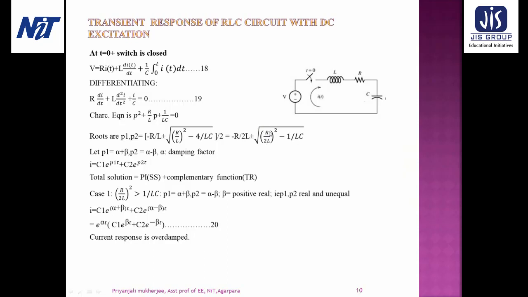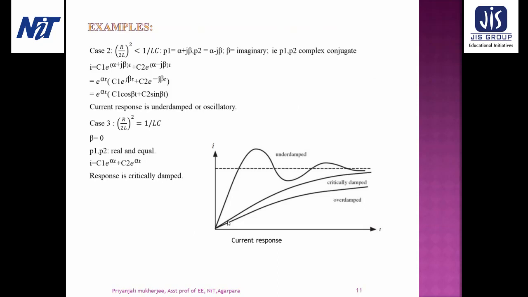There are three possible cases from this equation. First, consider (R by 2L) whole square much greater than 1 by LC. In this case, the roots P1 and P2 become alpha plus beta and alpha minus beta, where beta is positive real. That means the poles are real and unequal. So, I becomes e to the power alpha T into C1 e to the power beta T plus C2 e to the power minus beta T, and the current response is overdamped. This is the overdamped response.